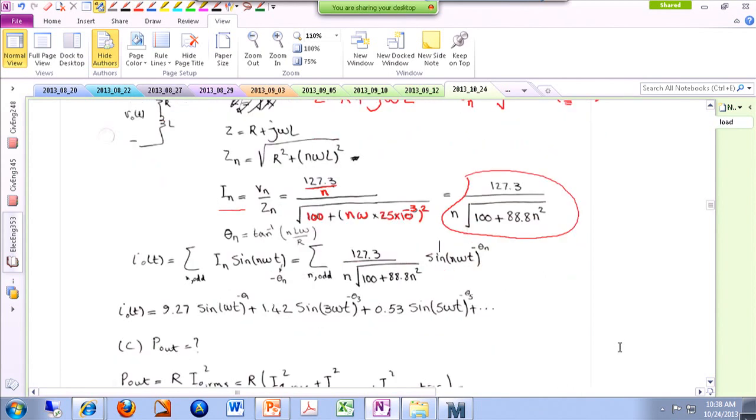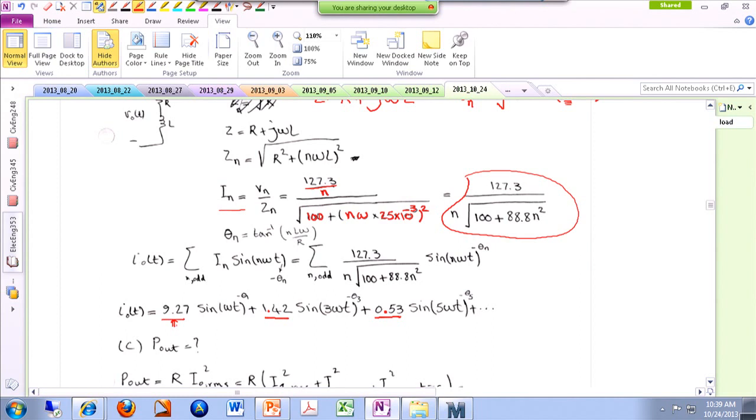So if I place n to be 1, the first harmonic in my output current, the amplitude turns out to be 9.27. What about the third one, n equals 3? It gives me 1.42. What about the fifth one? As you can see, it drastically goes down. It gives you 0.53 amps. And you can see this is way smaller than the original one, the fundamental one, which is almost 10. And it's a good place to stop the math.